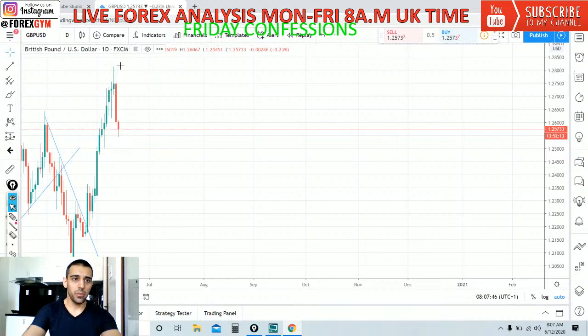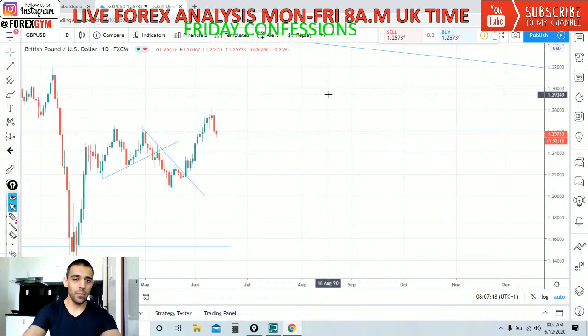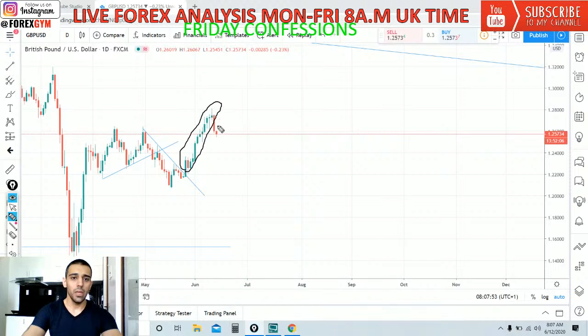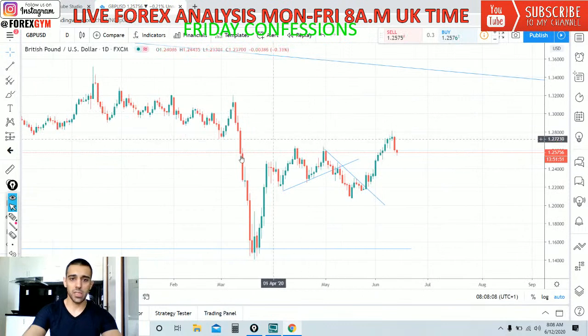Okay, so starting with GBPUSD from the daily time frame, we can see that we have this nice uptrend, and yesterday we put in this nice daily bearish candle. It has only tiny tails, which shows pretty decent strength.